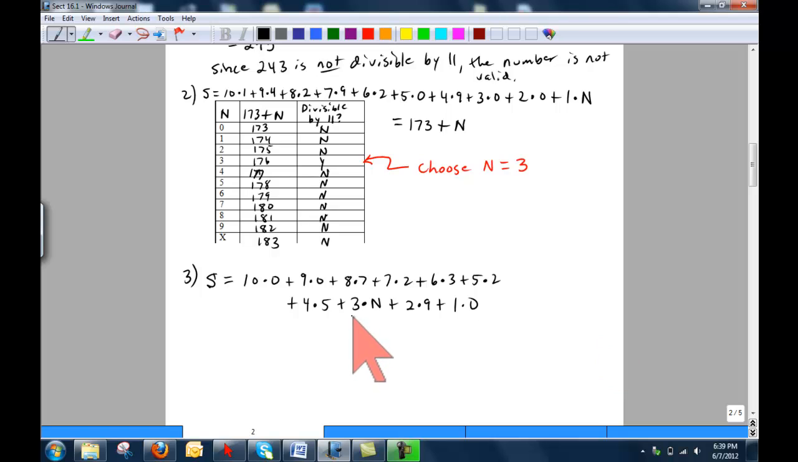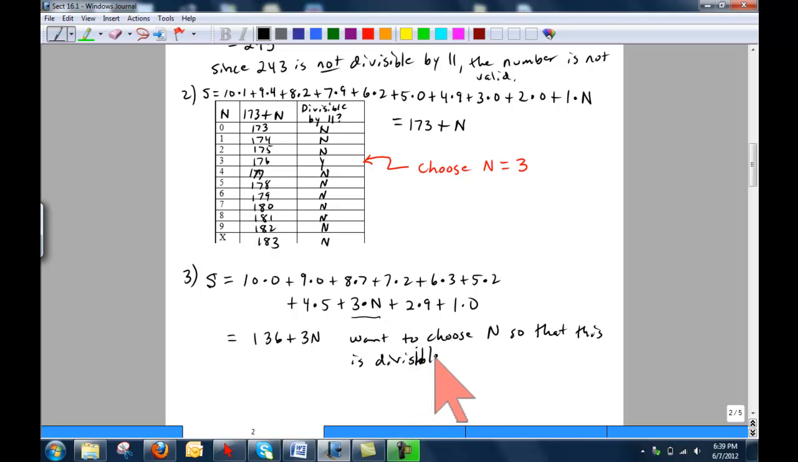Okay, there's one term right here that has an n. The rest of the terms are all numbers that can be added together. So this is 136 plus 3n. And we want to choose n so that this is divisible by 11.